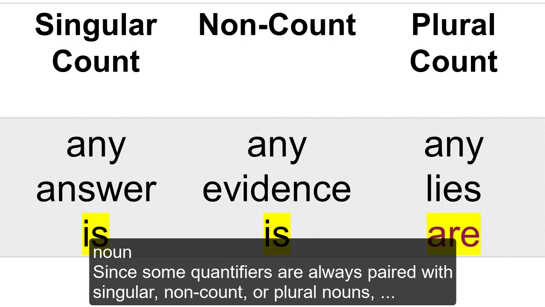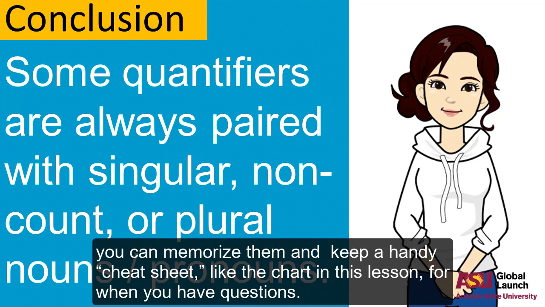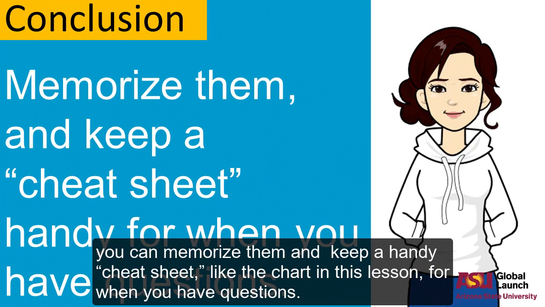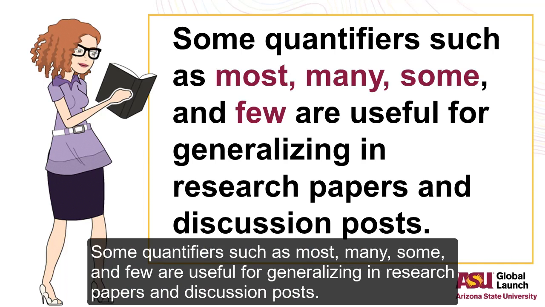Since some quantifiers are always paired with singular, non-count, or plural nouns, you can memorize them and keep a handy cheat sheet, like the chart in this lesson, for when you have questions. Some quantifiers, such as most, many, some, and few, are useful for generalizing in research papers and discussion posts.